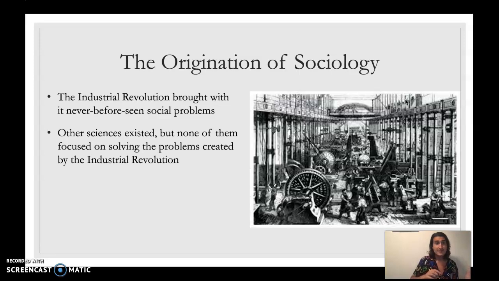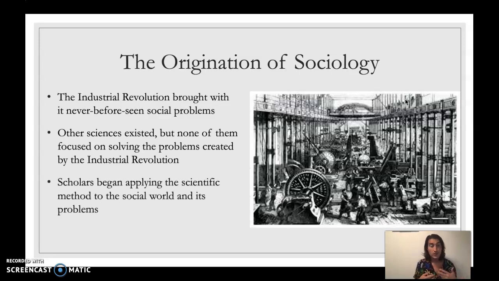A number of academics were starting to realize that other fields of science existed, things like psychology, anthropology, etc., which are kind of close cousins to sociology, but none of these other fields of social sciences specifically focused on solving these problems that were being created in society by the Industrial Revolution. So scholars began applying the scientific method to the social world and the problems that they were presented with. And that was kind of the birth of sociology.